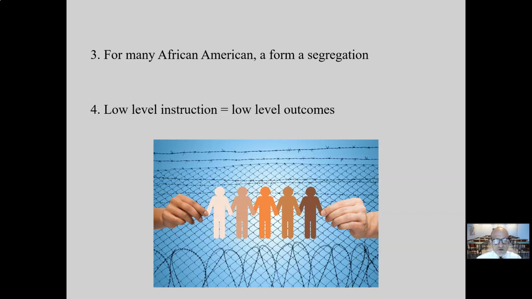As I said, they're more often put in segregated settings versus inclusive settings, and this keeps African American students from receiving an equitable education in a gen ed environment. So referral to special education becomes a new legalized form of structural segregation and racism. They experience low-level instruction here, and that results in low-level outcomes.